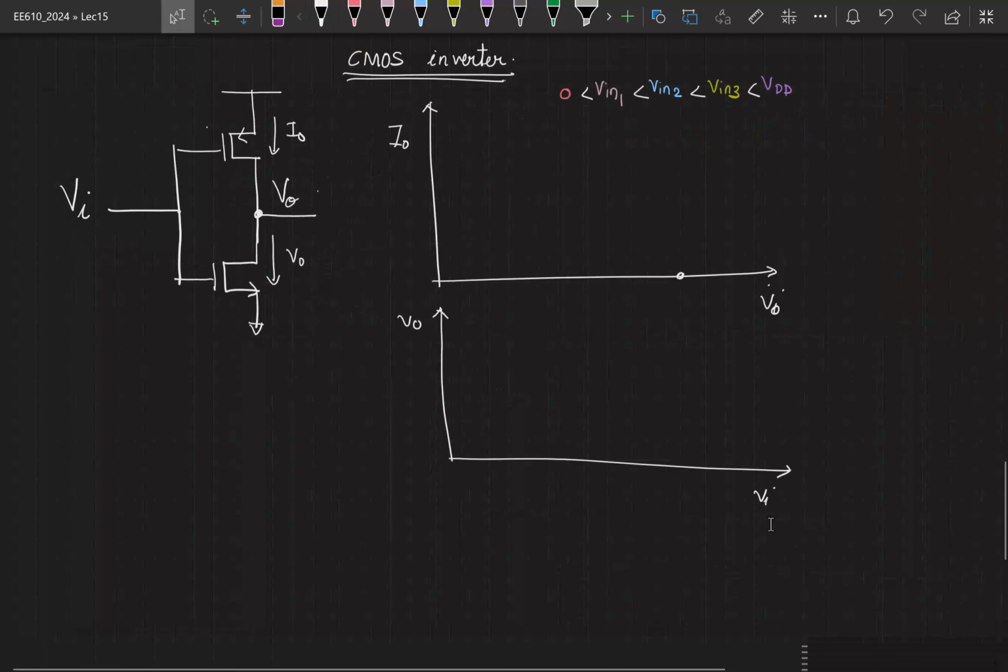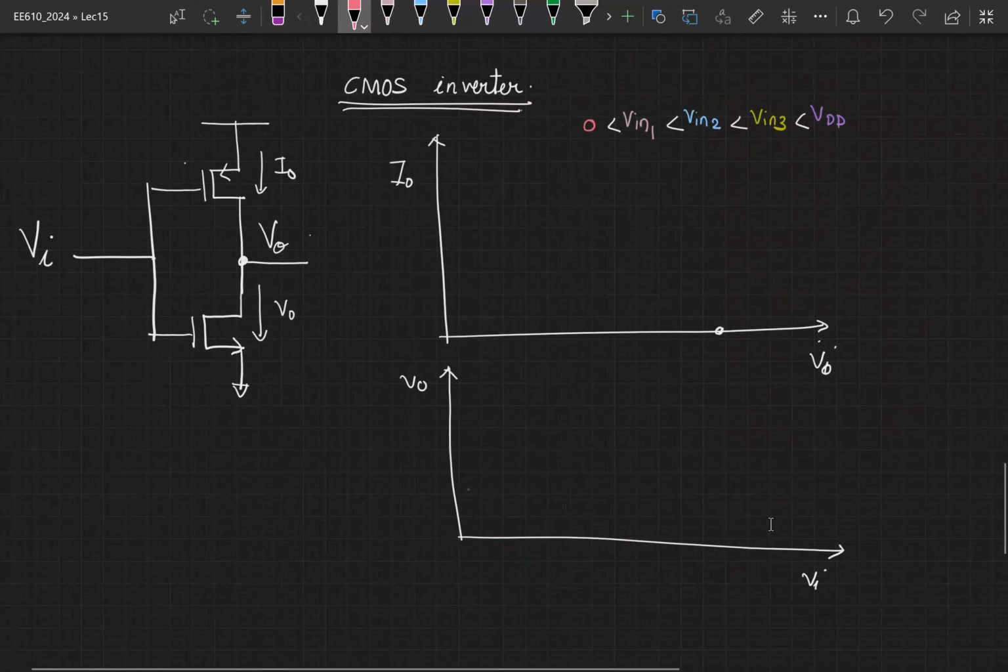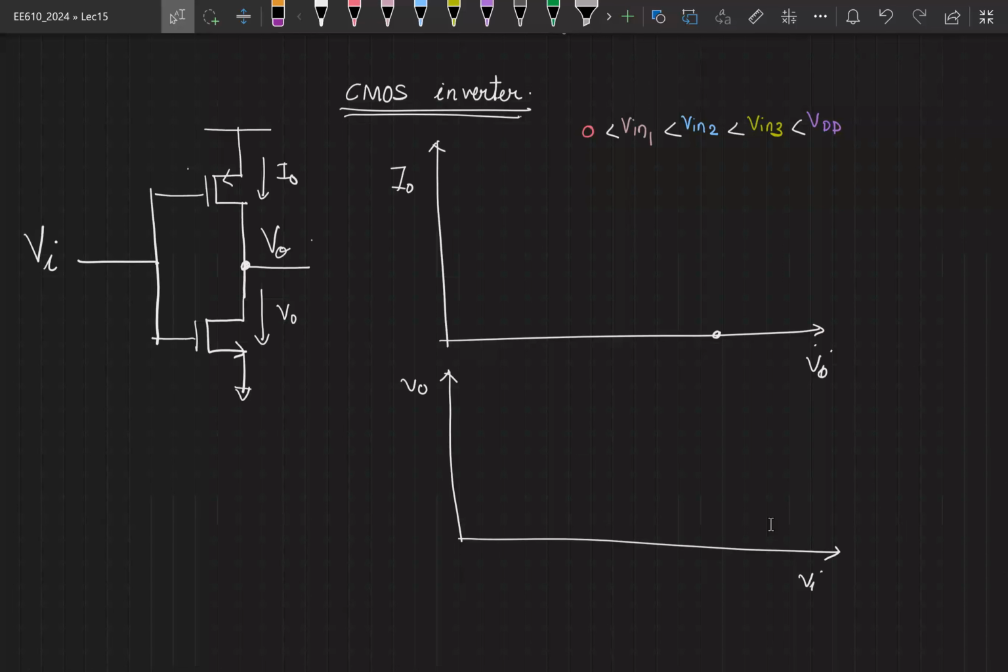So for the NMOS, how does the characteristic look? When Vin is equal to 0, how does the ID versus VDS curve look? It is 0, right? It's basically the ID versus VDS curve for the NMOS. So for Vin equal to 0, your curve is here. Say this was VDD. For Vin1, this will look like this. Vin2 is here, Vin3, and finally VDD.